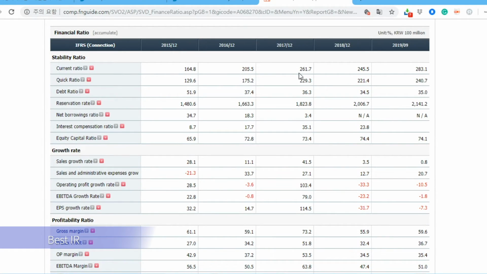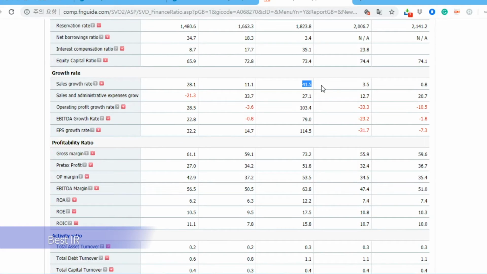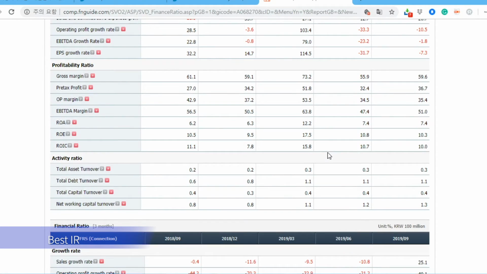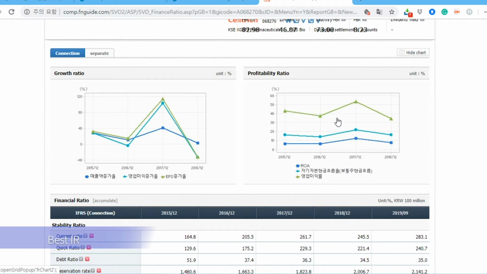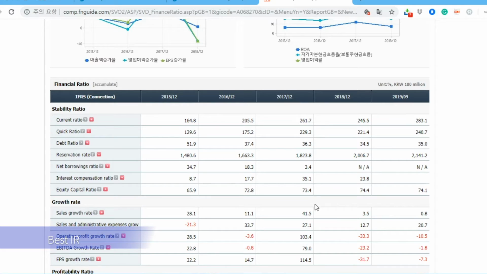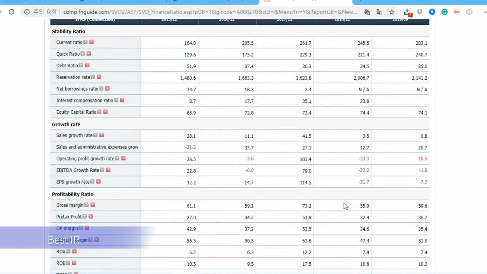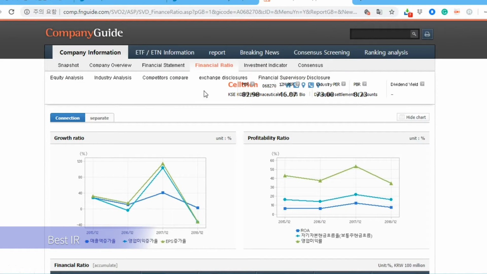So 2017 was probably the best year, because you have sales growth of about 41 to 42%, and then you have operating margins that skyrocketed to 50.5%. So I'm sure the stock price hit the peak here and then came down for the margin squeeze. So that's probably what's going on with this company.